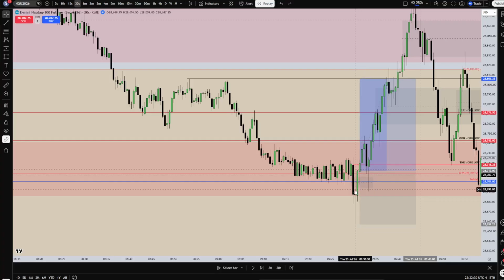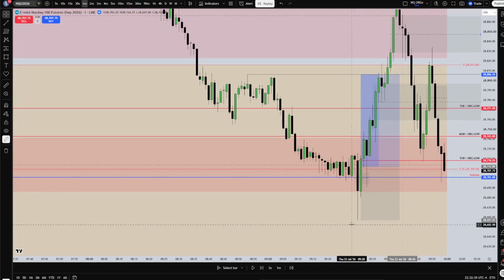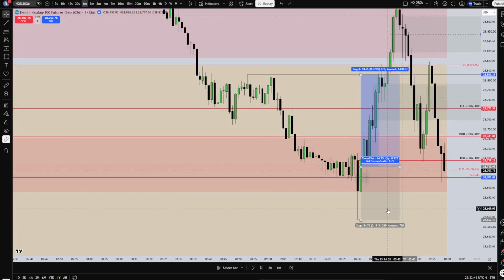I entered here, about here, then I entered again here when it retraced back. But on a 1 minute, you cannot see that fair value gap. So if you did not see that, you can also enter based on levels, like how I did, right?